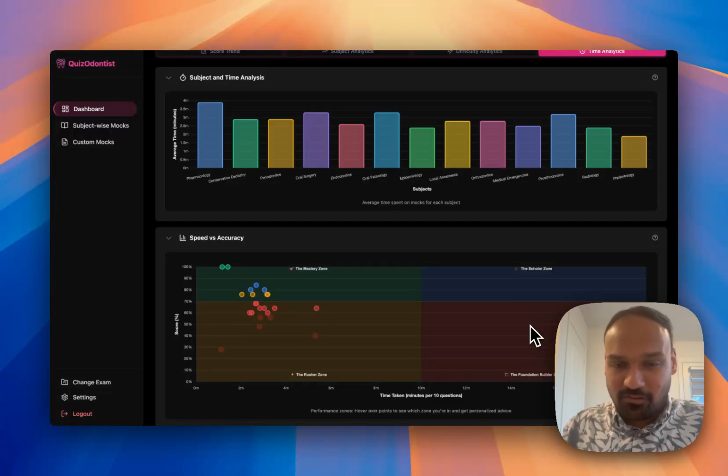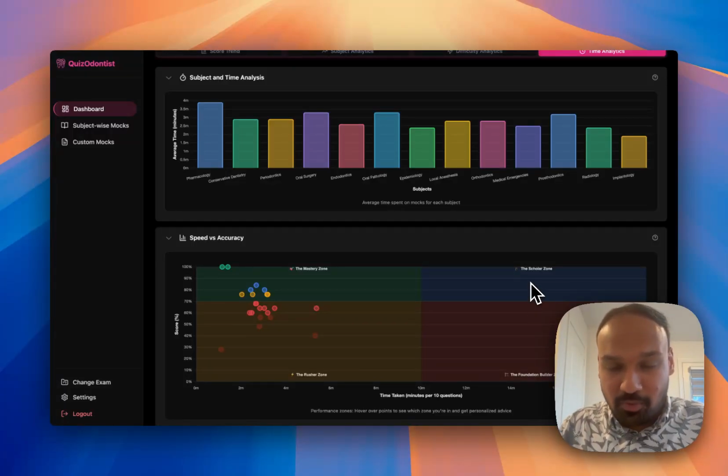Now, once you have built the foundation, you might find yourself moving into the next quadrant, the scholar zone. This is a great place to be. It means your knowledge is excellent, but you are probably too cautious, overthinking and second-guessing yourself. Your prescription is to learn to trust your gut. Build your recall speed and commit to your first strong instinct.